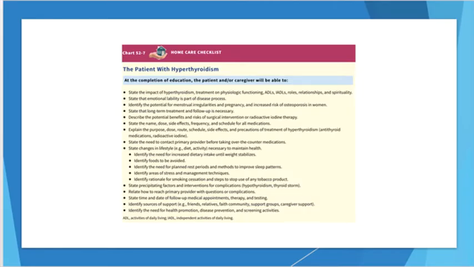And some of the things we are going to educate on is the importance or the impact of hyperthyroidism and its treatment. Letting them know that emotional lability is part of the disease. They need to monitor for any potential menstrual irregularities. Women have increased risk of osteoporosis, so increasing that calcium and vitamin D and monitoring for that. Let them know that long-term treatment and follow-up are necessary. And then the benefits and the risk of surgical versus radioactive iodine treatment.